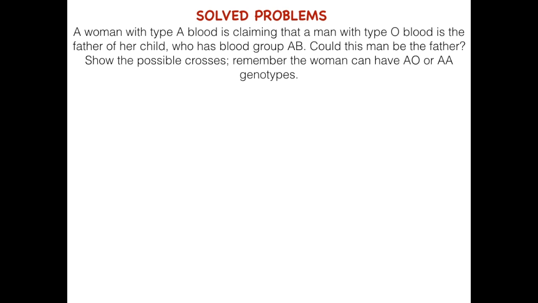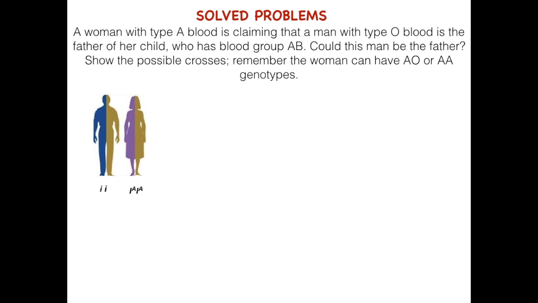Now, the same problem can be given in a different way, in which the woman's blood type is A and she's claiming that the man with the O blood type is the father, okay, and the child has AB. So the same problem, we just change the man's blood type from AB to O. Can this man, who has an O blood type, be the father of a child with AB blood type?